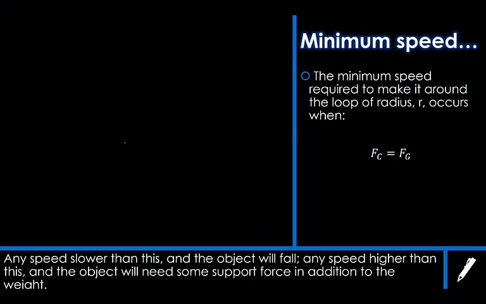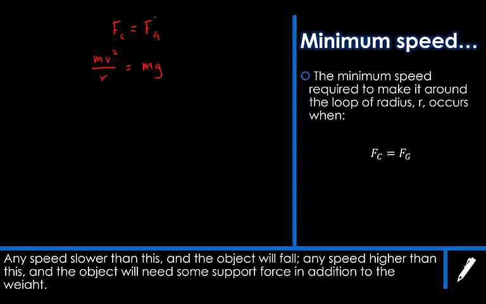We can figure out the speed at which this happens by noting that the minimum speed that is required to make it around the loop occurs when the centripetal force is equal to the weight force. So at that speed, Fc is equal to Fg. And that means that mv squared over r is equal to mg. If it's going at this speed v for this loop of radius r, then the weight force will provide exactly the centripetal force needed when it's at the top.